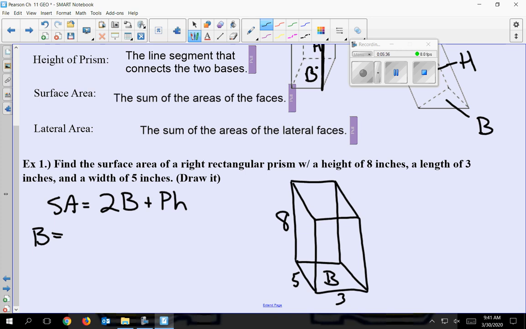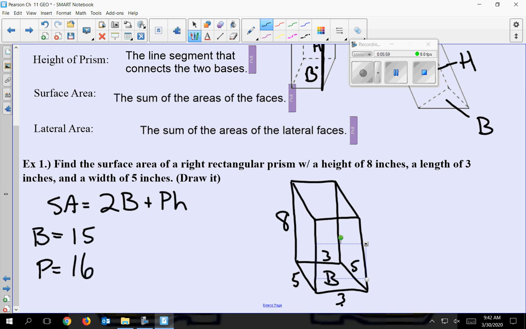To find the area is the length times the width. So 5 times 3 gives me 15. Okay. Perimeter is going to be the perimeter of that same base. So if this was 3, then this is 3. If this was 5, then this is 5. Find the perimeter, add up all the sides. I get a perimeter of 16.